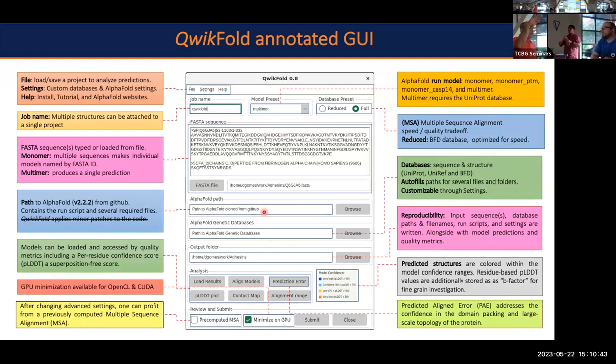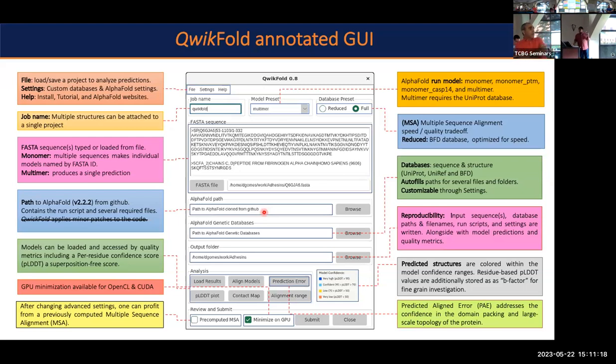And you can do multiple protein domains. It started with monomer, then they released the multimer. Then they changed the way, anyway. You can put one sequence or multiple sequences. You can load the FASTA sequence and it will do all the models for you at once. It can minimize on GPU. You can resume using pre-computed multiple sequence alignments. So that's the basic functionality, so you don't have to write the command line interpreter.